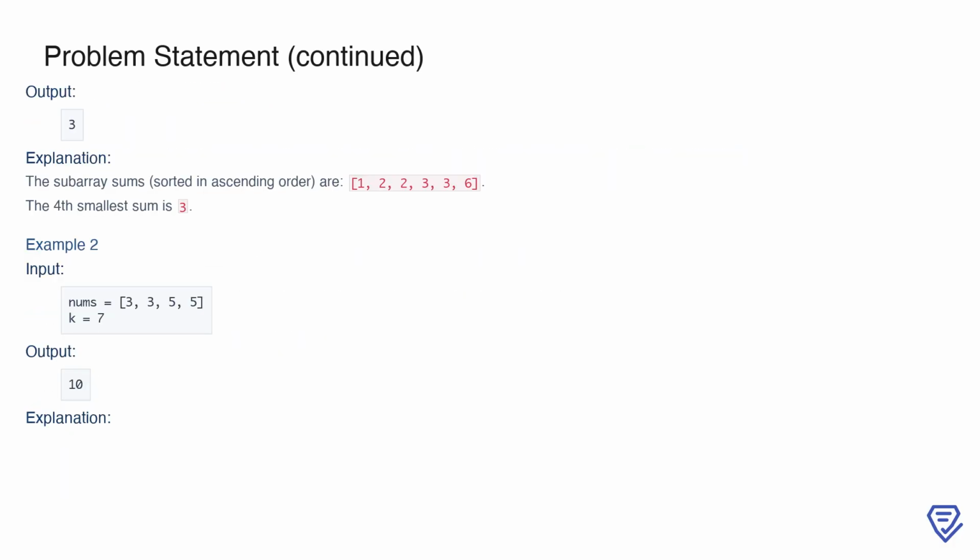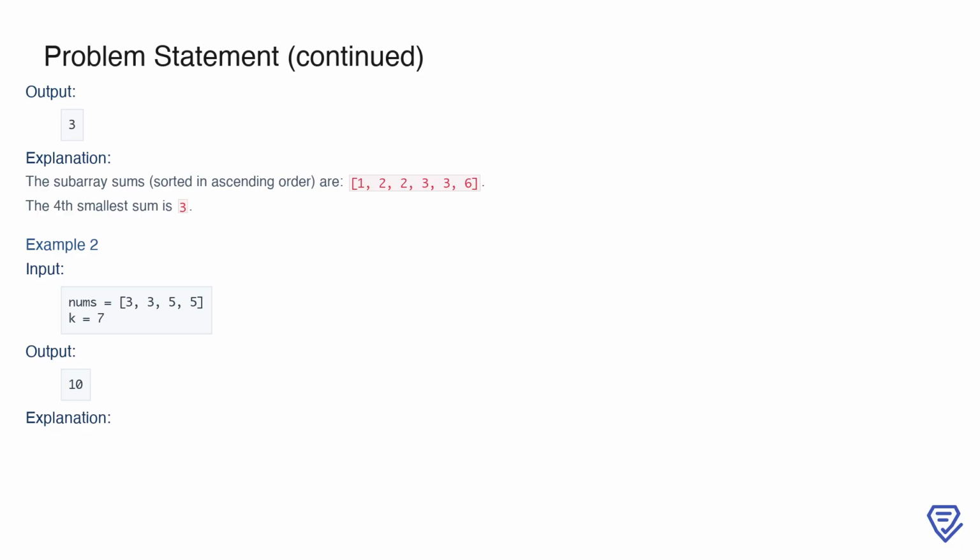Consider the first example where nums equals 2, 1, 3, and k equals 4. The output in this case is 3. To understand why, we calculate all possible subarray sums. These are 1, 2, 2, 3, 3, 6, when sorted in ascending order. The fourth smallest value in this sorted list is 3, which becomes our answer.